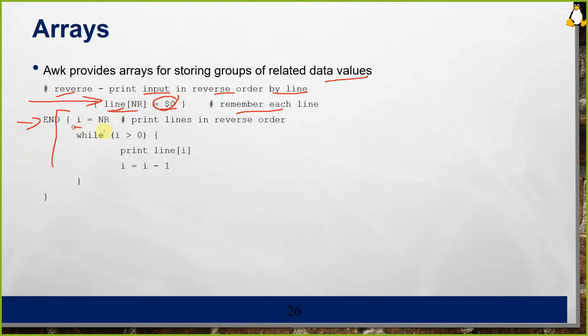Now you are processing it. I equals NR, and we are decrementing I and printing the lines in reverse order. As long as I is greater than 0, we are printing each line. So we are starting from the last line, and we are printing all the lines in reverse order.